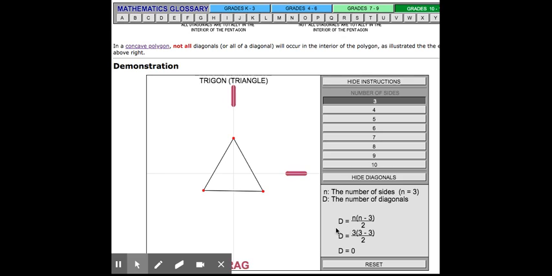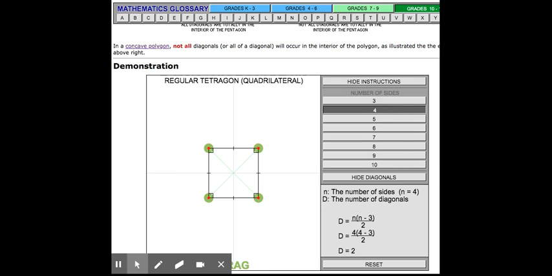So the equation to figure out the diagonals is n, the number of sides, times n minus 3, divided by 2. And when we substitute n with 3, we get 0.